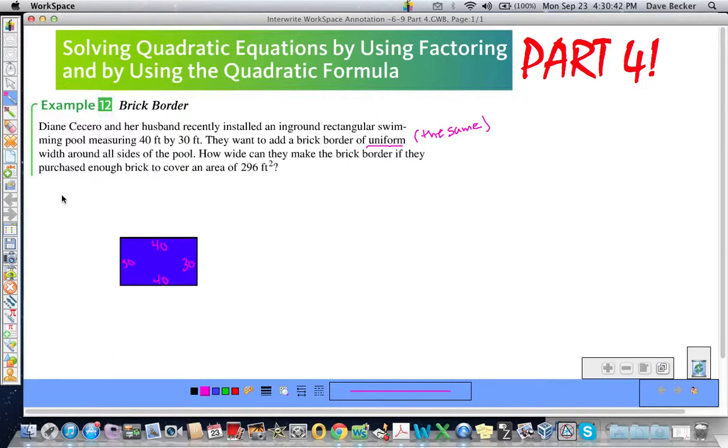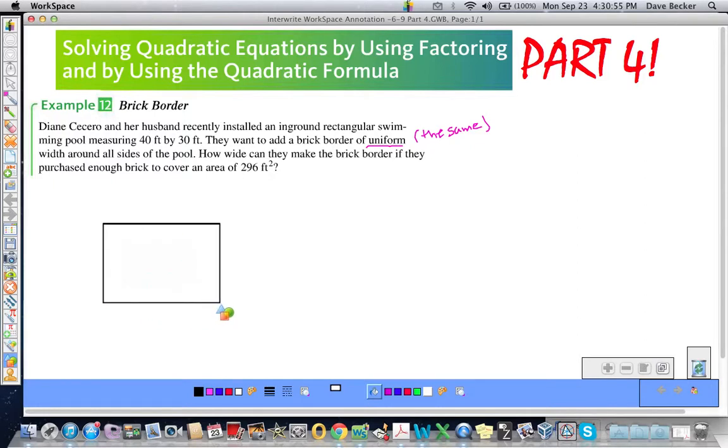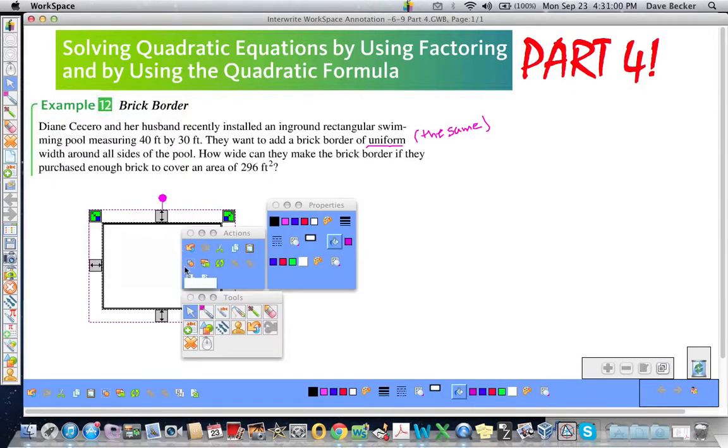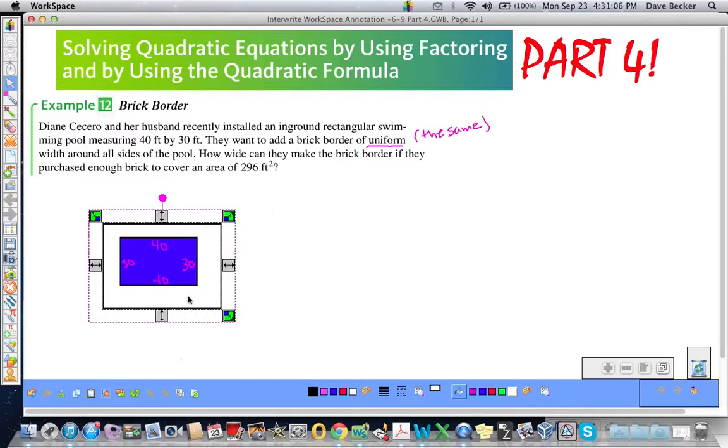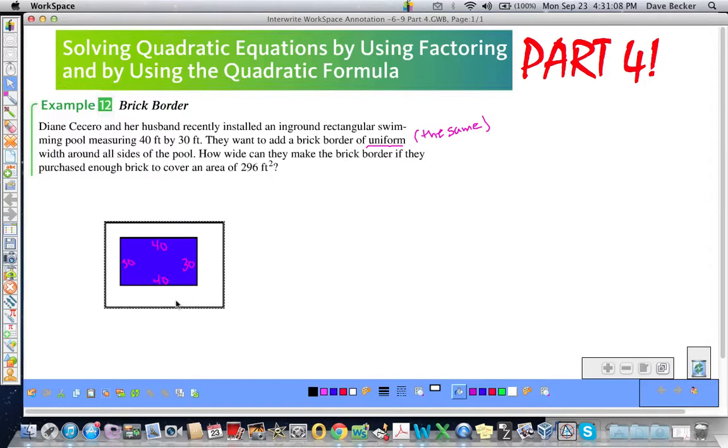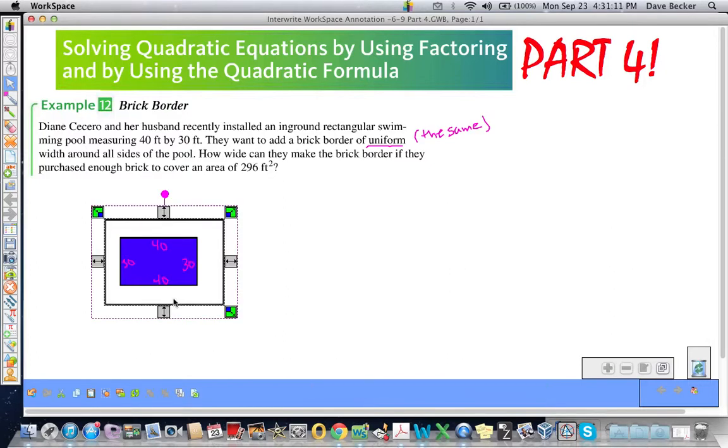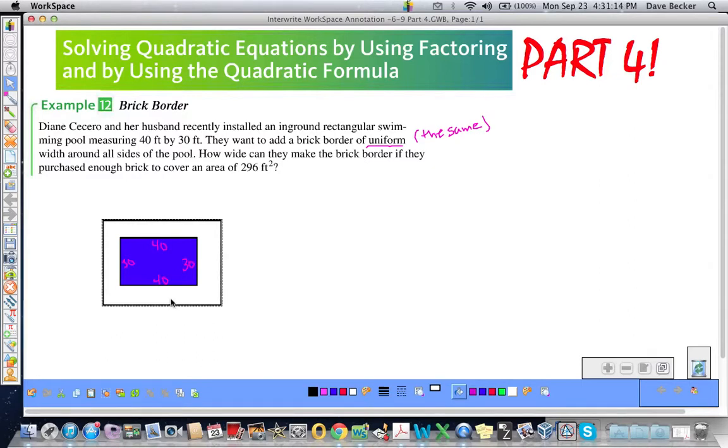Okay, so now we need a uniform doohickey around the sides of the pool. So let's see, let's go back to here and let's see if we do this. Okay, it's going to cover up the pool, no need to panic, I'm going to take care of that. Watch Mr. B. We're going to order, we're going to send to the back, life is good. Okay, so we now have our sidewalk around the pool and we're just going to pretend there, that's about right, that it's a uniform width. In other words, it's the same width sidewalk all the way around.